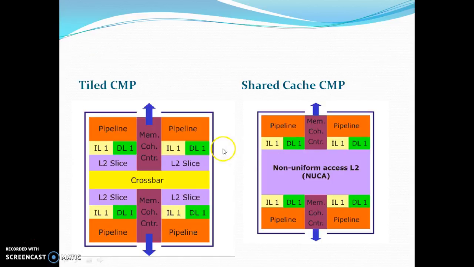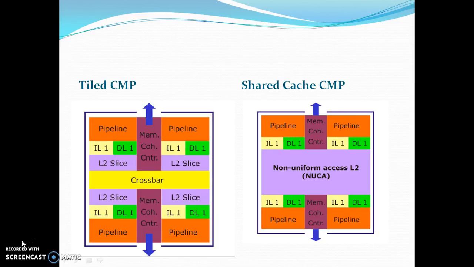So this diagram illustrates the tiled CMP architecture and shared cache CMP architecture in detail. As you can see, in the tiled CMP architecture, there is no sharing of cache. Whereas in the shared cache CMP, the cache is shared between all the processors.